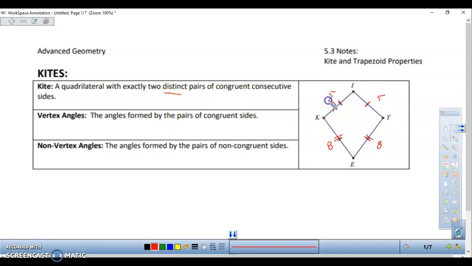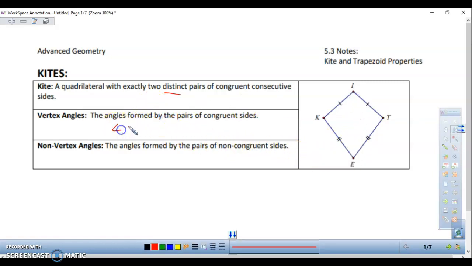Now, in a kite, we've got some parts that you have to be able to identify. The first is called the vertex angles. The vertex angles of the kite are just like the vertex angles of isosceles triangles. The easiest way to think about that is if I draw this horizontal line and cut this kite into two isosceles triangles, and I ask what's the vertex angle of this top triangle, you should know the vertex angle is the angle formed by the congruent sides. So this angle up here would be a vertex angle, and the same would be true for this one down here. So vertex angles are the angles formed by the pairs of congruent sides.